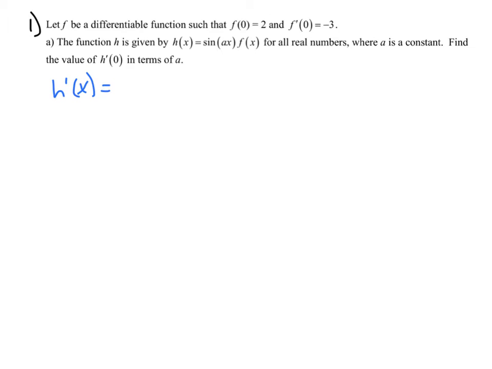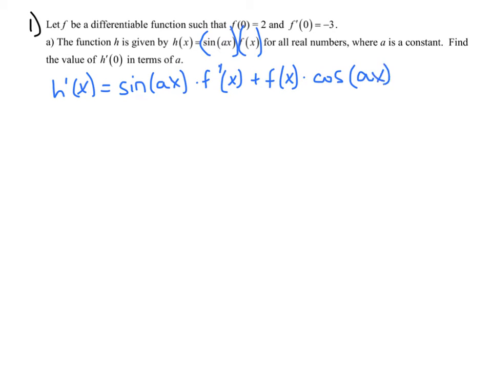Well, if I look at h of x, I recognize that I have a product here. I have sine ax, and then I have f of x. So I'm going to use my product rule. First, sine ax times the derivative of the second, which is f prime of x, plus second, just f of x, times the derivative of sine ax. Okay, sine ax, I'm going to have to use the chain rule. First, take the derivative of the angle, which is cosine, keep the angle, times the derivative of the angle, which is just going to be a, our constant.